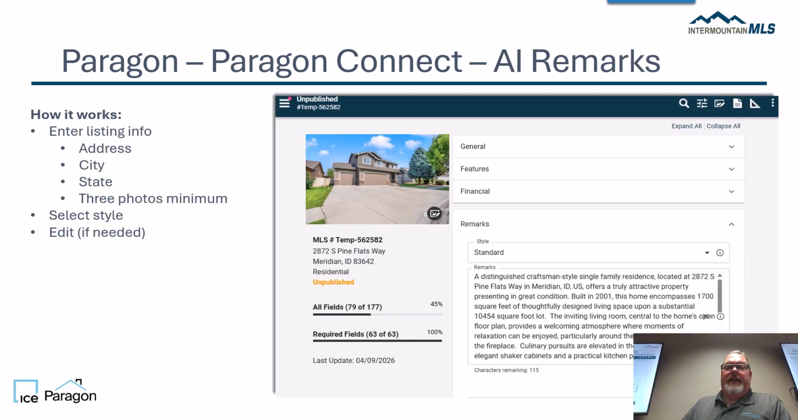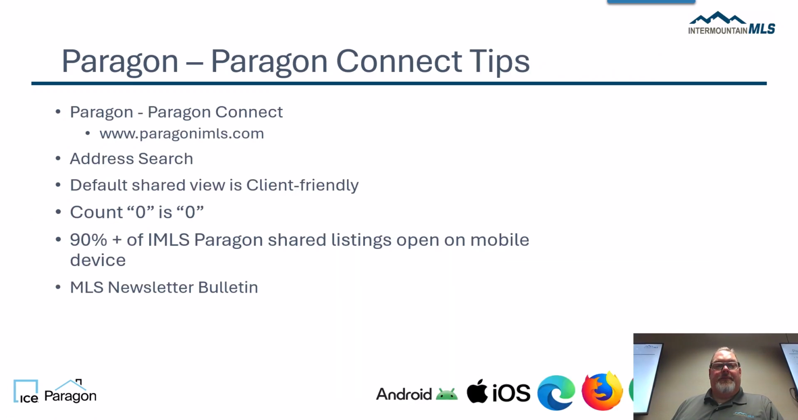Also in Paragon Connect, when you're entering listings, it has a way to use AI to generate the public remarks. If you have the address, city, state, and 3 photos minimum, then it can actually generate the public remarks. So you don't have to come up with 1,400 characters on your own. And it gives you different styles that you want, if you want, and it can do that for you. And so that's the AI remarks right in Paragon Connect. That is, again, not in Paragon Classic.